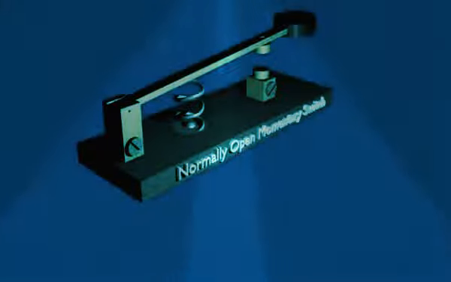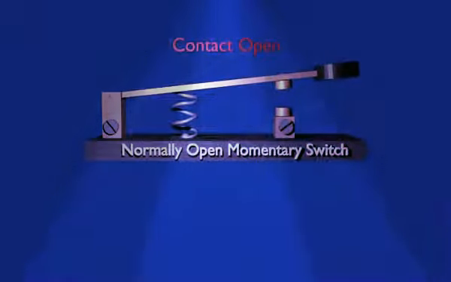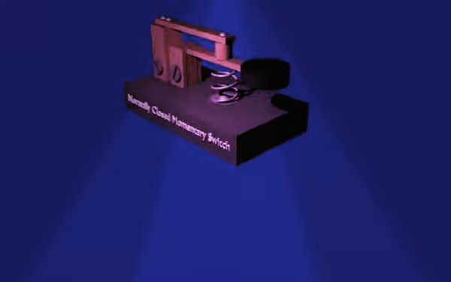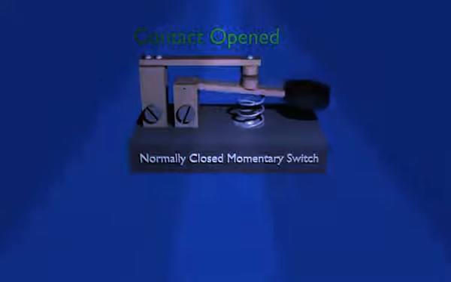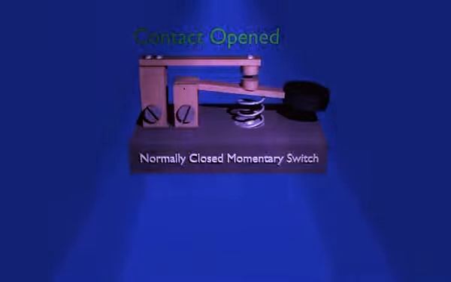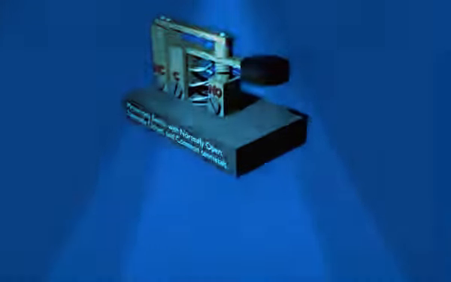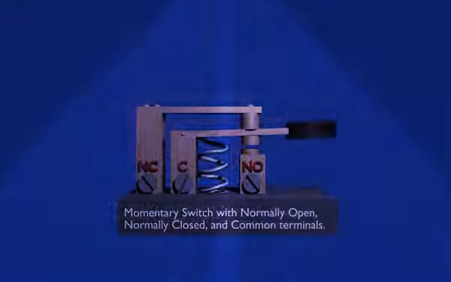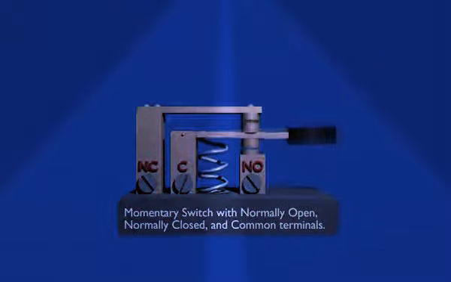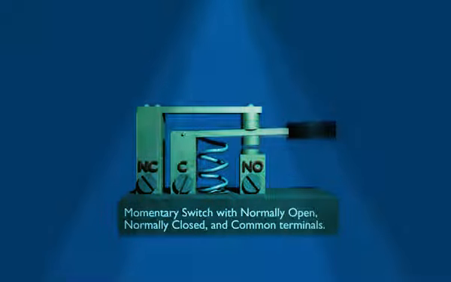First of all, I'm going to explore the contacts of a switch. This is a normally open momentary switch. Its contacts are apart from each other, or open, when it's at rest. Here we have a normally closed switch. Its contacts are closed, or touching each other, when the switch is at rest. If you had a momentary switch that had 3 terminals on it, marked NC, NO, and C, that would mean it had both normally closed and normally open contacts, with the C being the common.